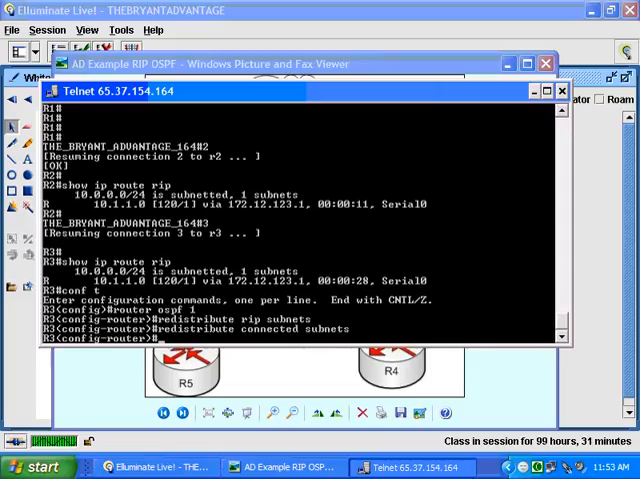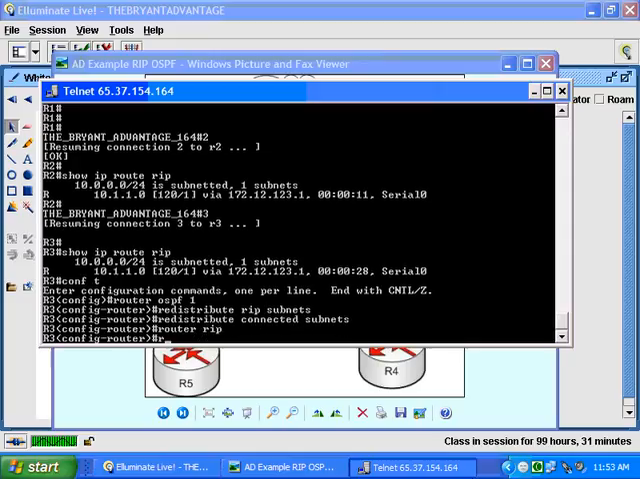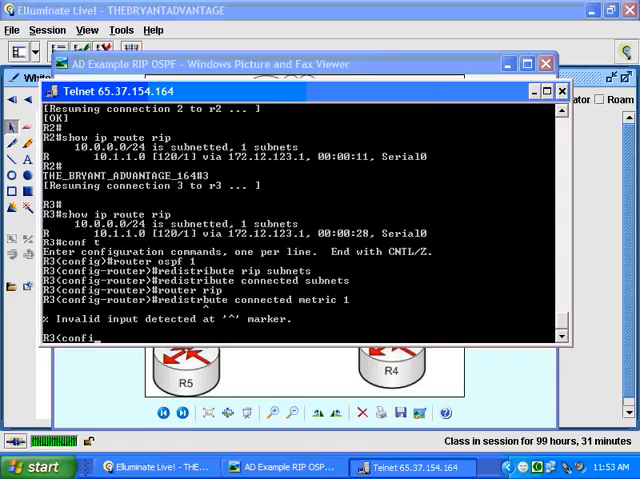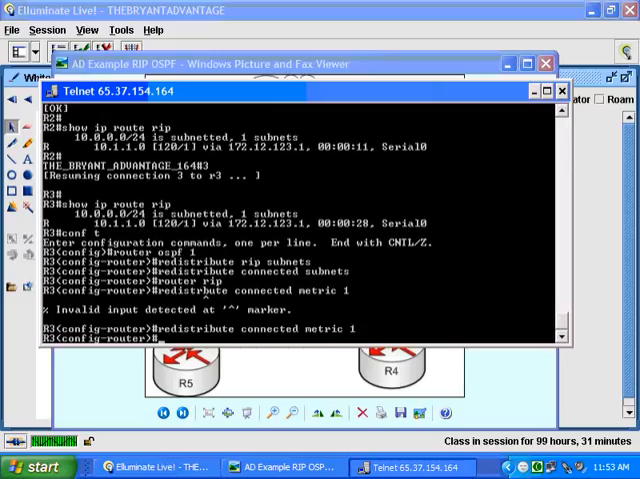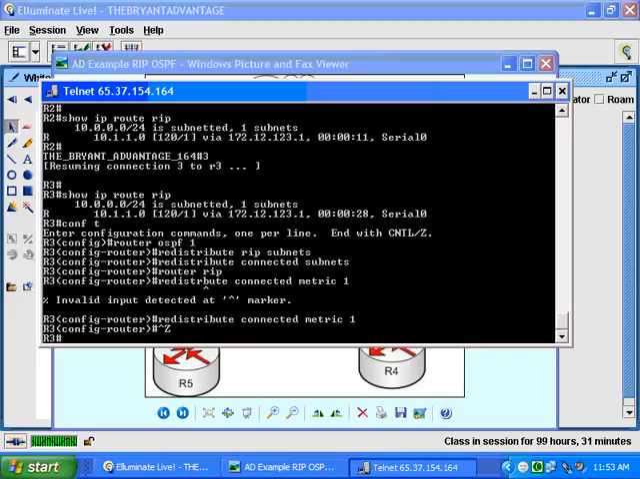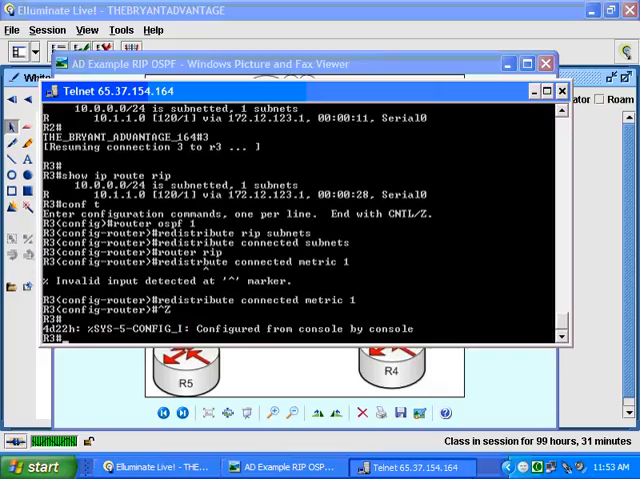So everything looks good there. Under RIP, we're going to redistribute the connected subnets into RIP. We don't type subnets here, though. What do we need? We need a seed metric. And we'll set a metric of 1 for the connected routes. We'll also spell redistribute correctly. So we're all set. Watch those redistribute connected routes, because they can interfere with your IP connectivity. And as you saw in a previous video, they're kind of hard to spot.